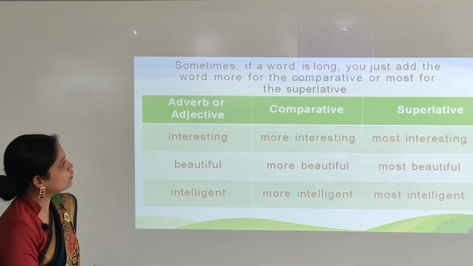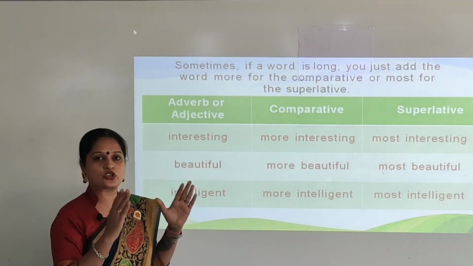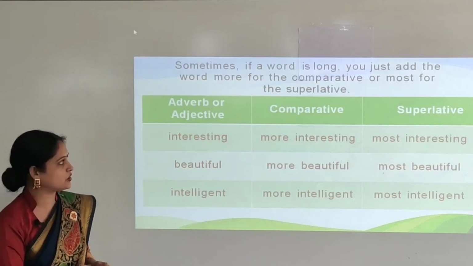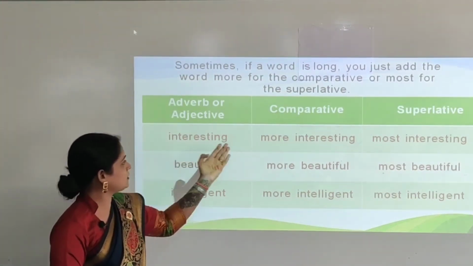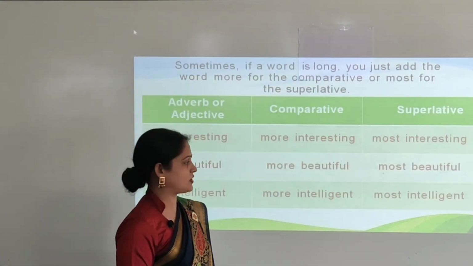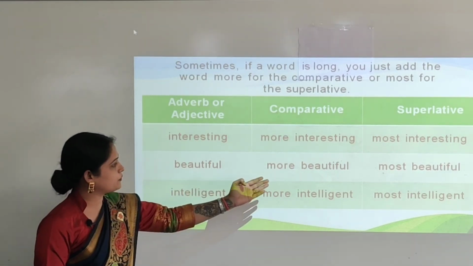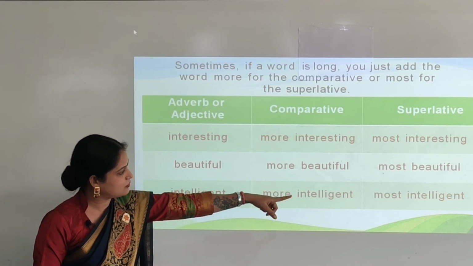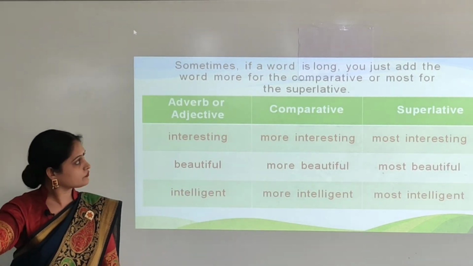Sometimes words are long, so just add more for the comparative degree and most for the superlative degree. Example, interesting, more interesting, most interesting. Beautiful, more beautiful, most beautiful. Intelligent, more intelligent, most intelligent.